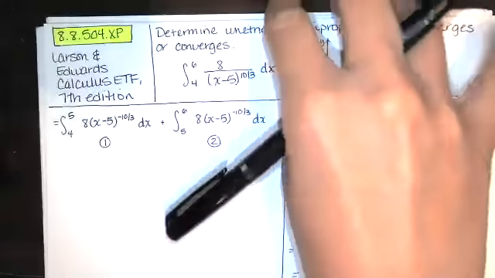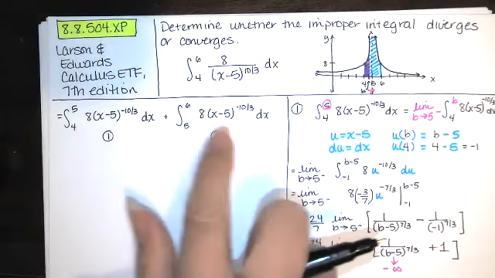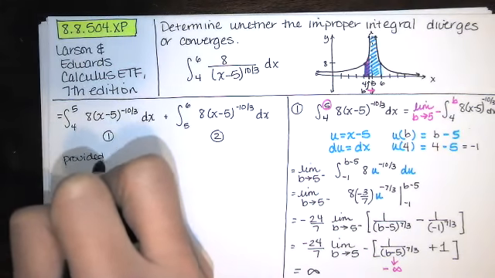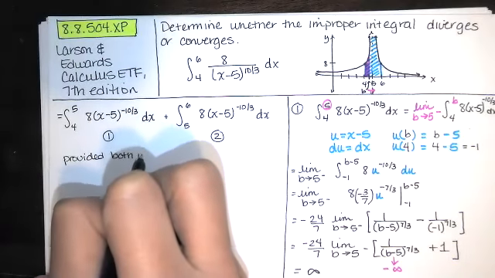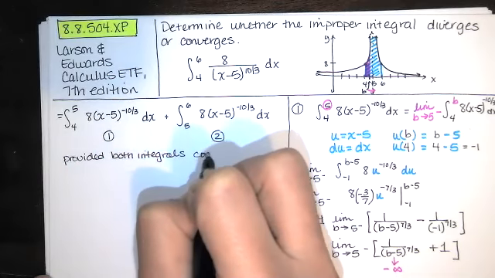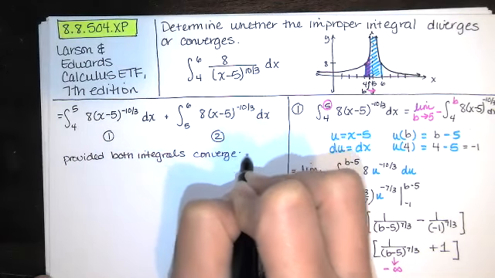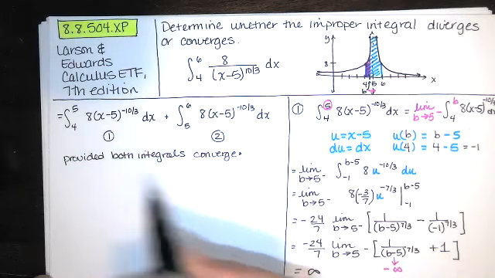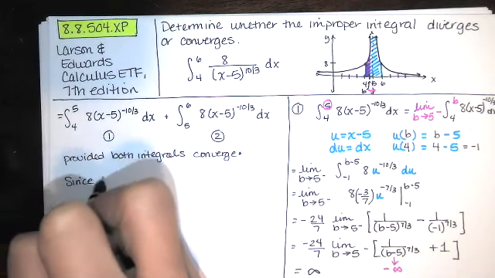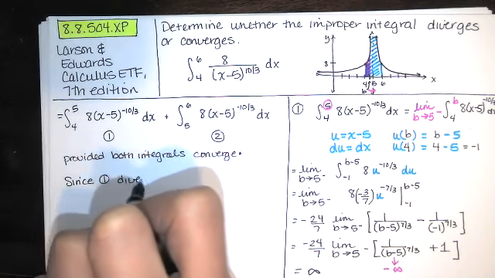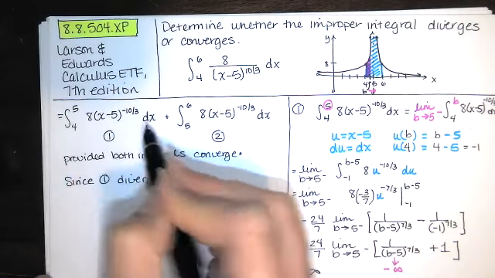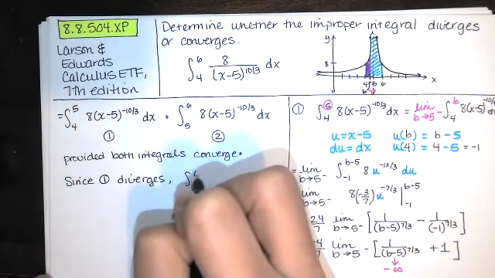So I guess we should have stated this at the very beginning. This is equal to this, provided both integrals converge. But that's not true. This one diverges. And if this one diverges, that means the original integral diverges as well.